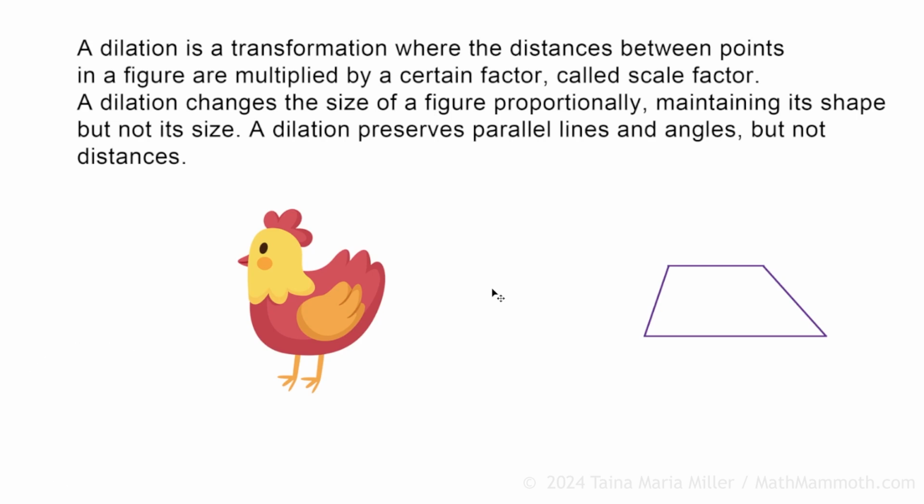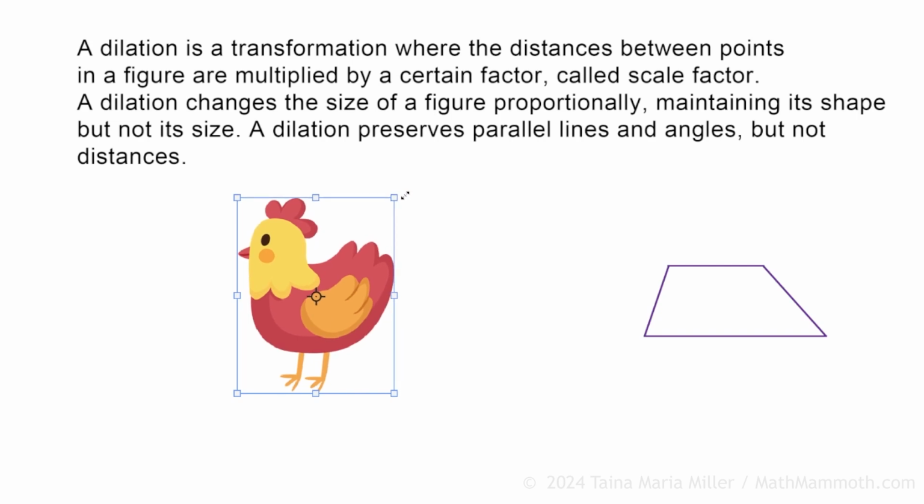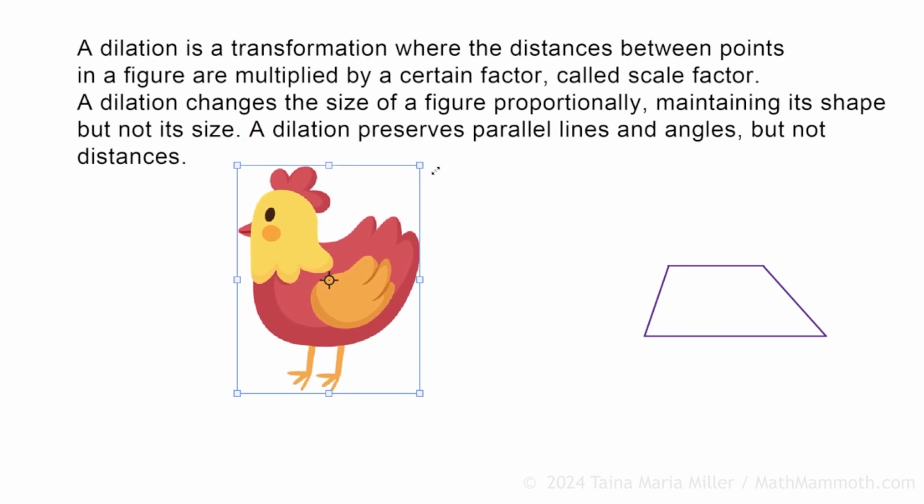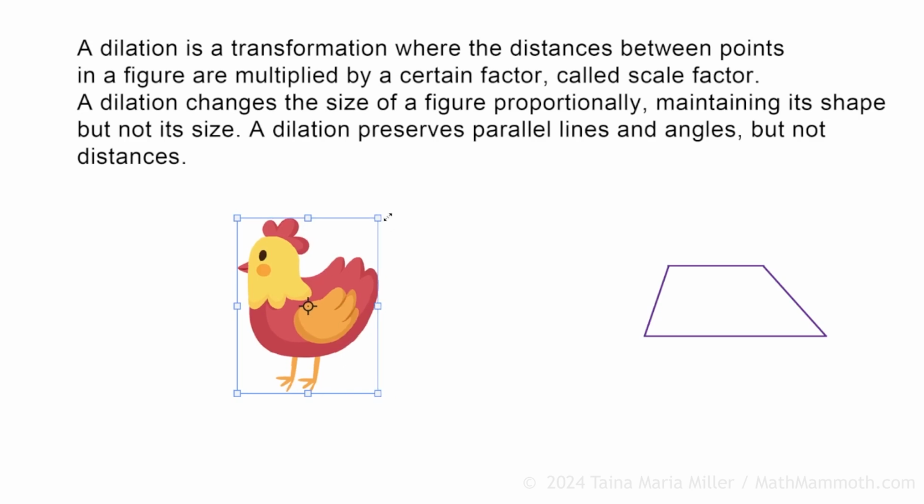Technically, a dilation is a transformation where the distances between points in a figure are multiplied by a certain factor called scale factor. And a dilation changes the size of a figure proportionally, maintaining its shape but not its size. So let's say I take this chicken here, and if I just start dragging from the corner, Photoshop will enlarge it proportionally. Its shape will be preserved.